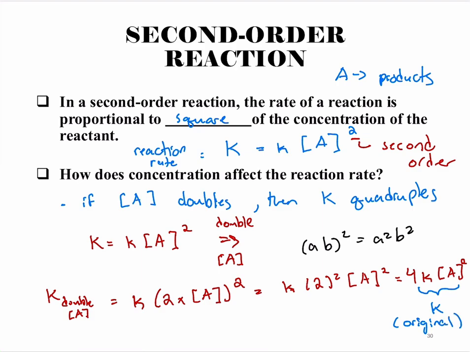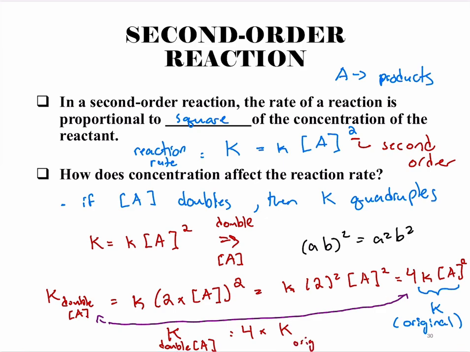K original. So if we just put all that together, we just connect this all the way to that. That'll give us K, write that more capital looking, K double A is equal to 4 times K original.